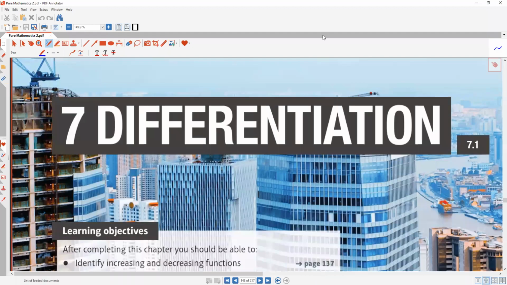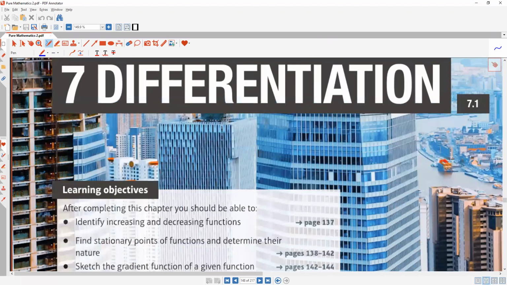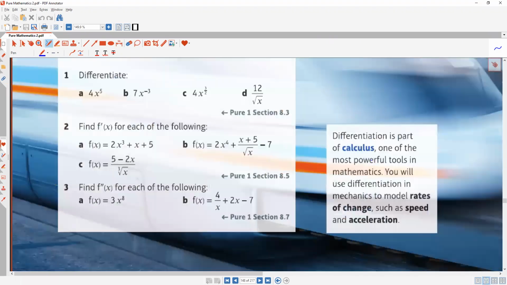Okay, so we will be doing differentiation for P2. Differentiation for P2 we are doing. So let's start with this differentiation concept. We already did differentiation in our P1.